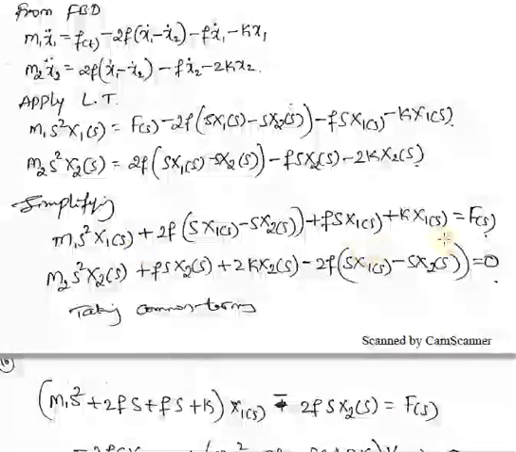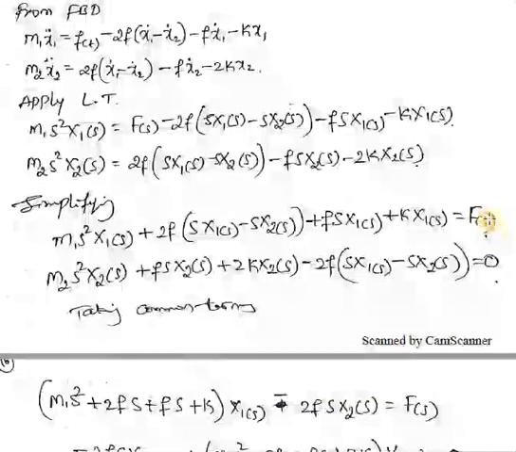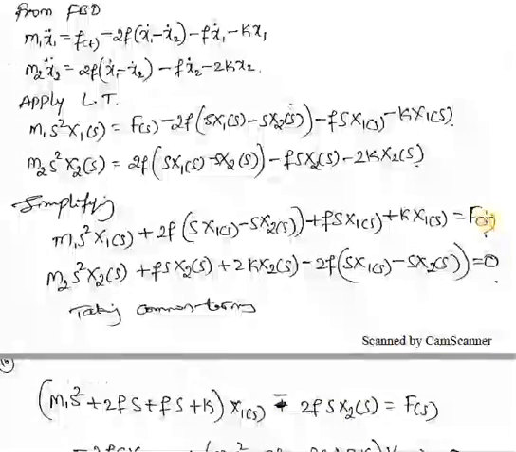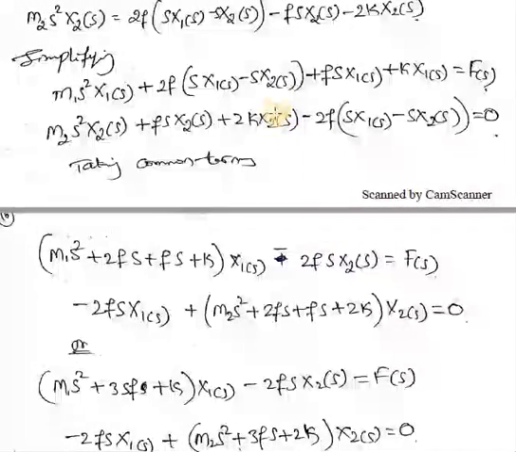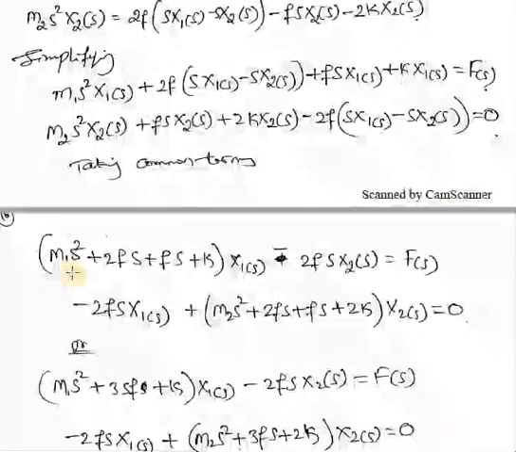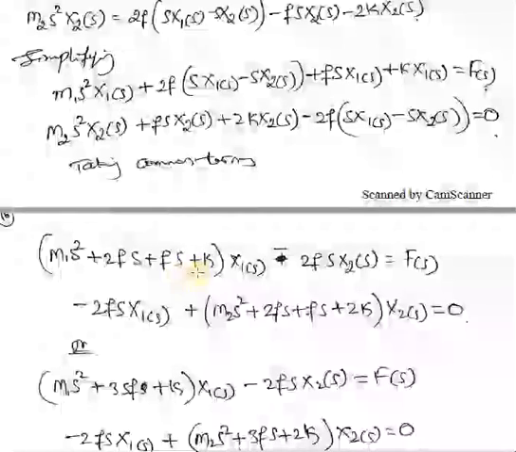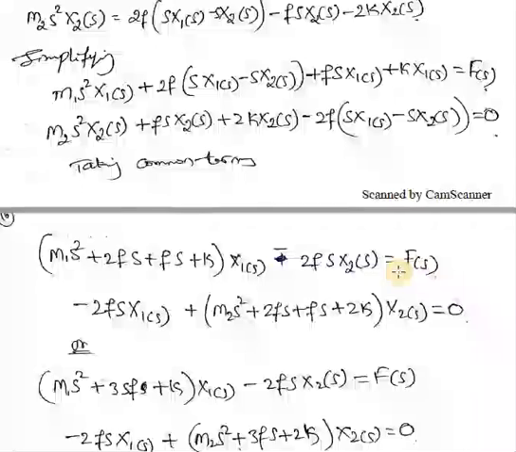So now we try to simplify it in such a way that we bring all the displacement terms to one side and forces to one side. In only one equation we are having a force term, and that term should be towards the right side. Okay. So now from these two equations, take the common term. From the first equation, I will take these four terms, that is this 1, 2, 3, 4, and take x1 of s as common. So we are left with m1 s square plus 2fs plus fs plus k into x1 of s minus 2fs into x2 of s equal to f of s.